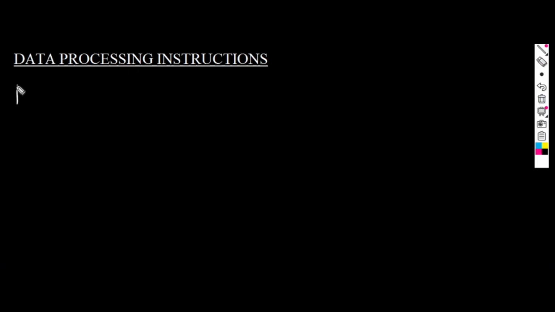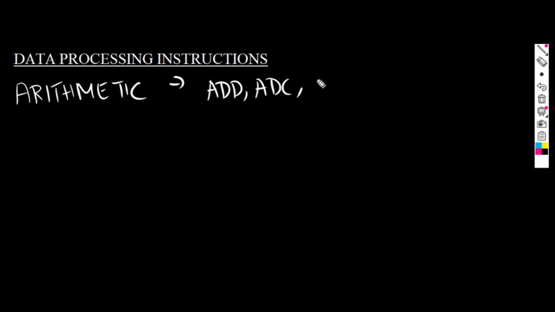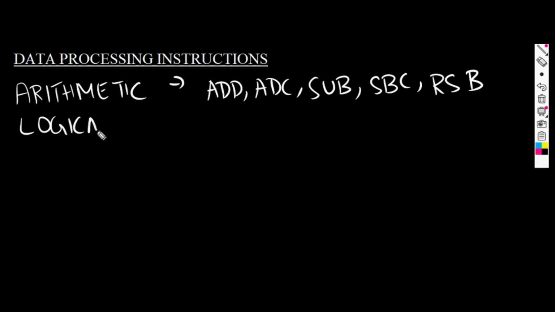Okay, the different categories under data processing instructions. The very first thing that will come into picture is arithmetic instructions, and examples for that could be add, add with carry, subtract, subtract with carry, reverse subtract, etc. And each one of them, we will execute with examples in Keil, and I'll show you how exactly it works.